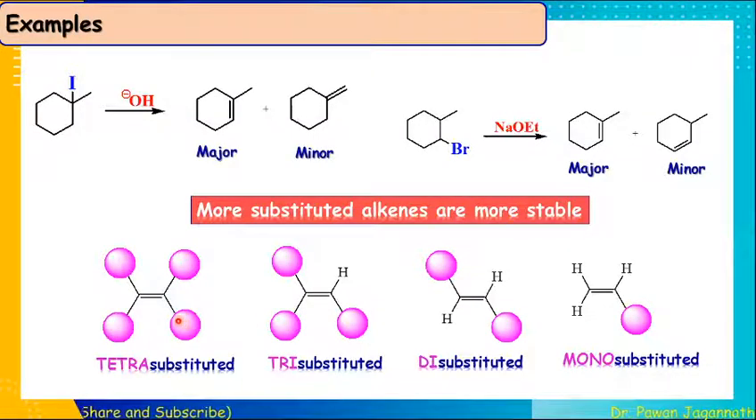So in this way, during an elimination reaction, we can get different types of product. It may be mono-substituted, di-substituted, tri-substituted, or tetra-substituted. In reactions in which there is a possibility of formation of more than one product, remember, in such cases, the more substituted alkene is always the predominant product, that is the major product, which is according to Zaitsev rule.